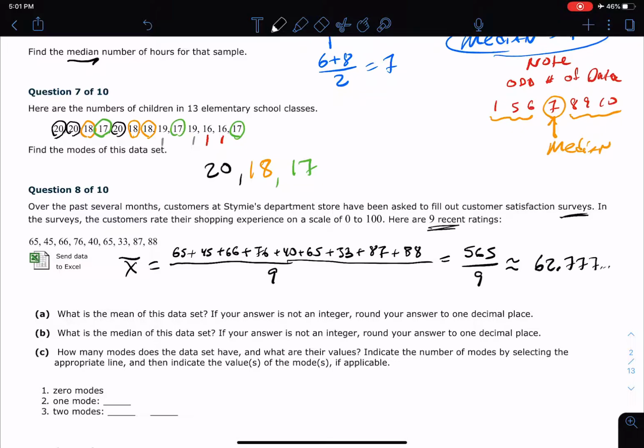And so it says round your answer to 1 decimal place. So that means we're going to round it to the 10th. And so we look at the next decimal. It's bigger, the 7 is bigger than 5, so we round up. This is 62.8. And 62.8 is the approximate, because we had to round it, sample mean.